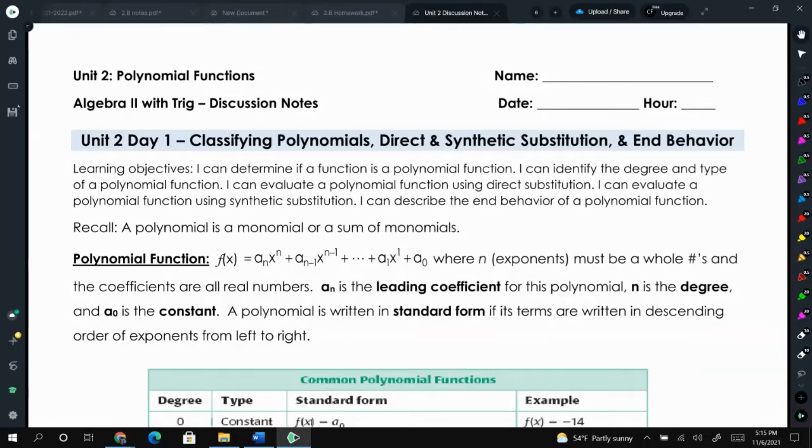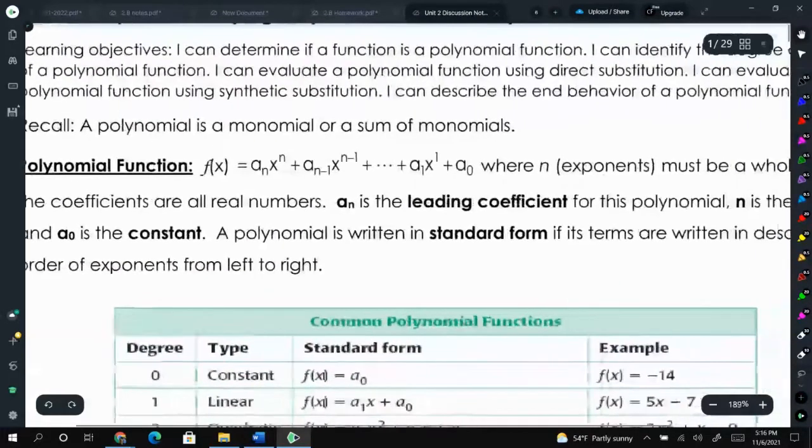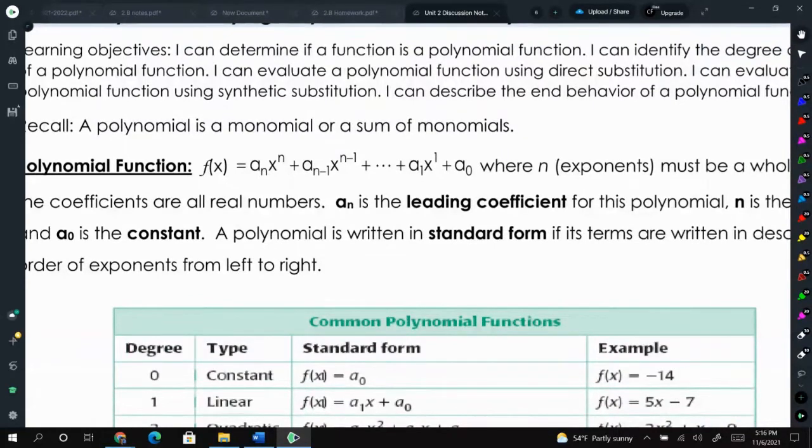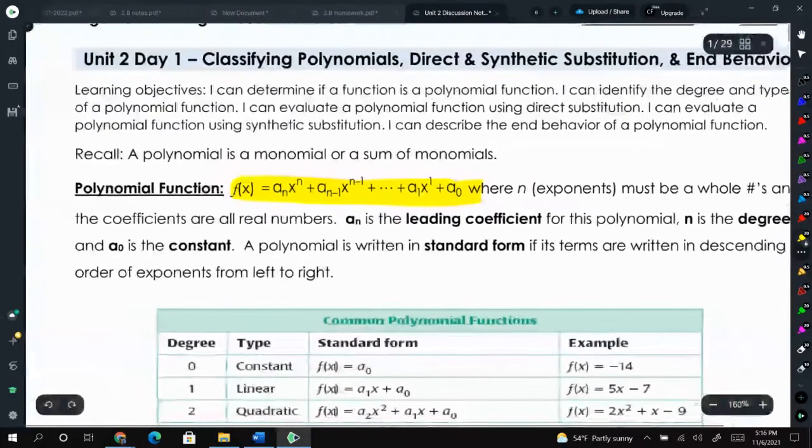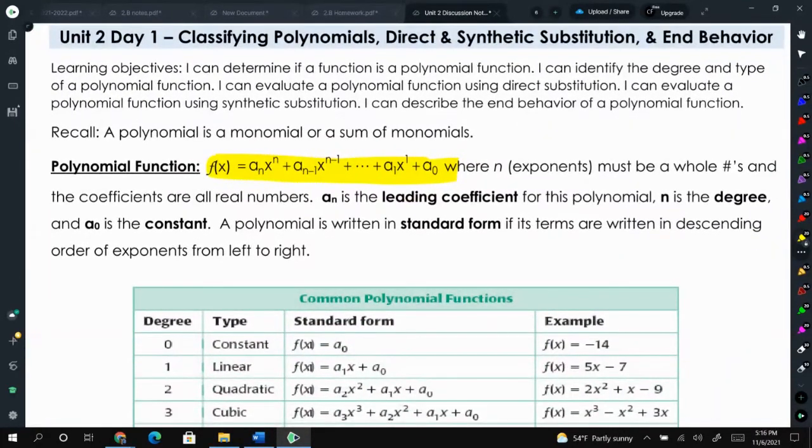We are now going to start Unit 2, and Unit 2 is all about polynomial functions. We've already talked about a certain type of polynomial function, the quadratic, but now we're going to talk very broadly about all polynomials. So a polynomial can be defined as this right here, and I know it looks pretty intimidating with all these a_n x to the n power, n minus 1, all that junk there.